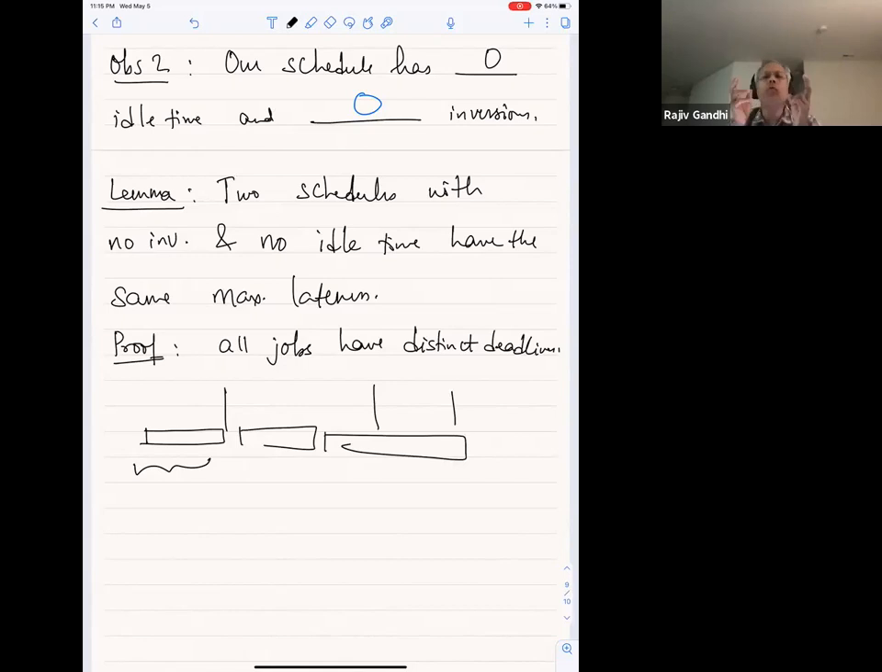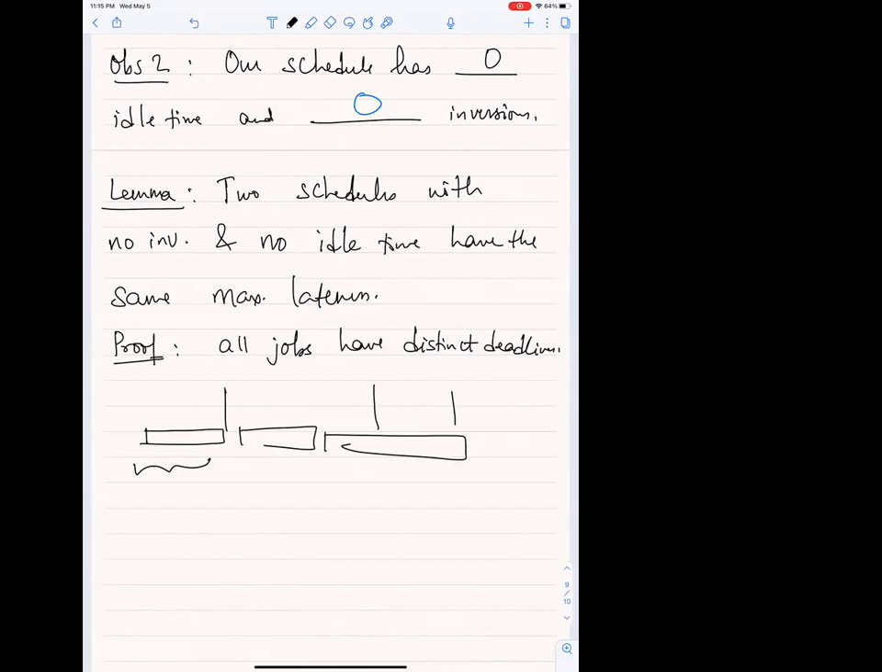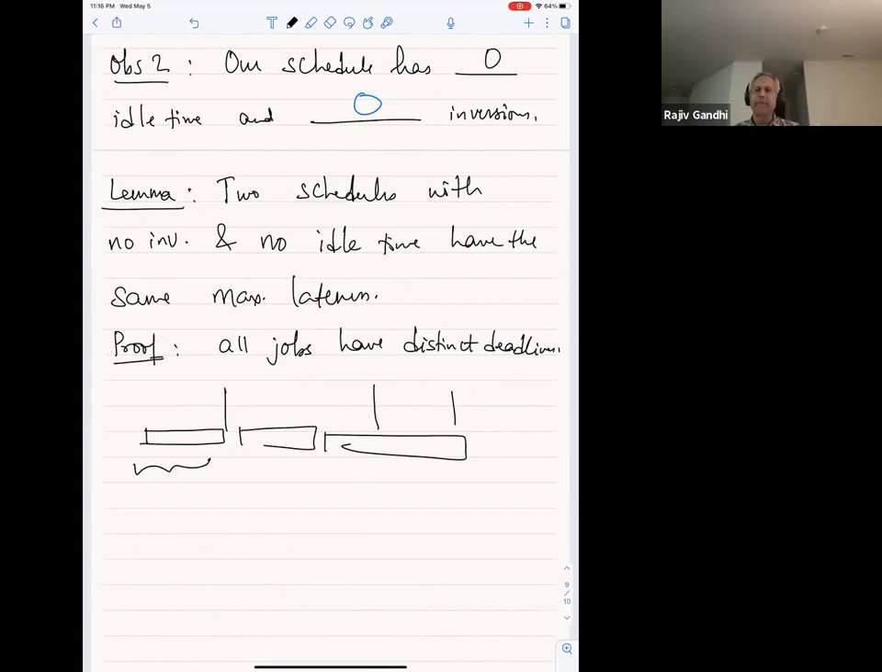If all jobs have distinct deadlines, and both the schedules have no inversion and no idle time, then they must order the first job with the first deadline, then the second one, then the third one. They have to be identical, right? Oh yeah. If we have two schedules with no idle time to spare and no inversions, they'll definitely be identical. Yes, so now I understand it.